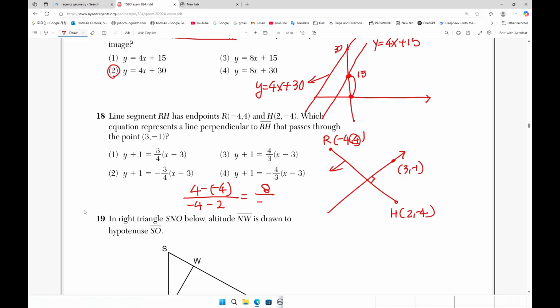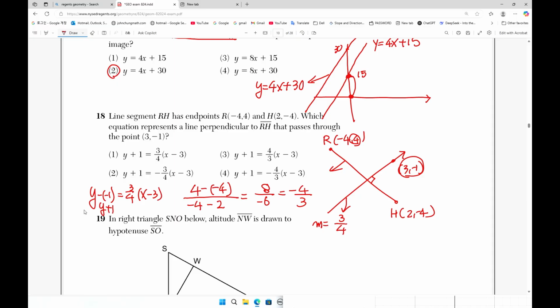Let me check out one more time. Right. So 8 over negative 6, that is negative 4 over 3. This line is what? Negative reciprocal. The slope will be 3 over 4, right? But it passes through this point. They are all what? Point-slope form. Okay? y minus 1 equals 3 over 4 times x minus 3, right? This is y plus 1.